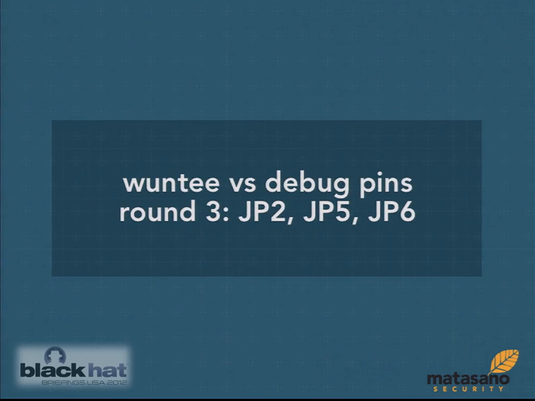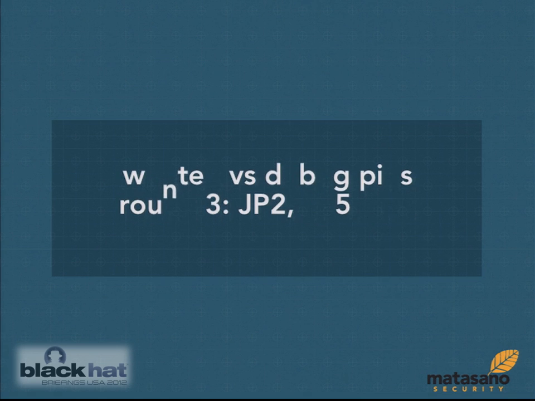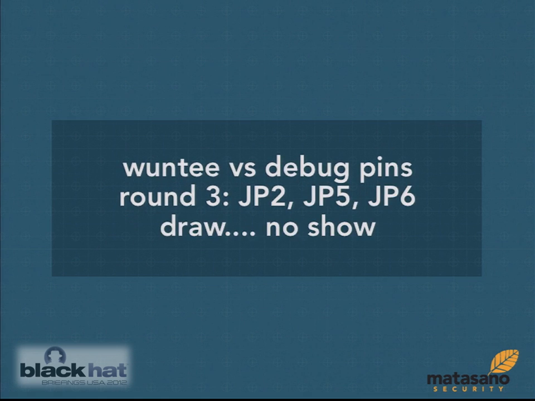The next set of pins I looked at were JP2, 5, and 6. However, there was actually no data being transmitted over them that I could see. The Soleil logic analyzer didn't show me anything. So that round was a draw. There was no show. They didn't give me any information.